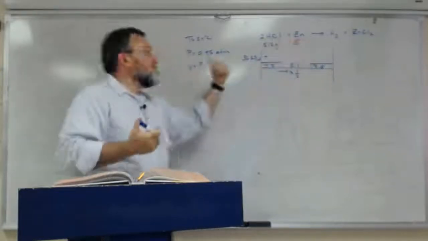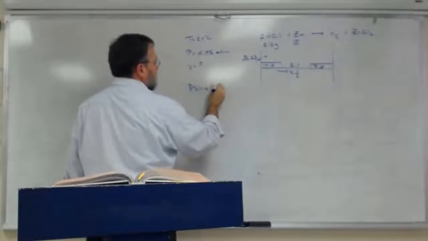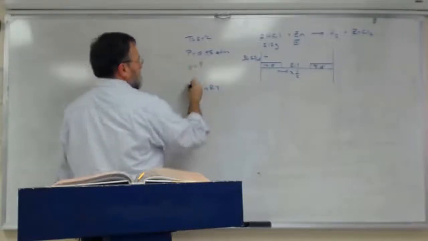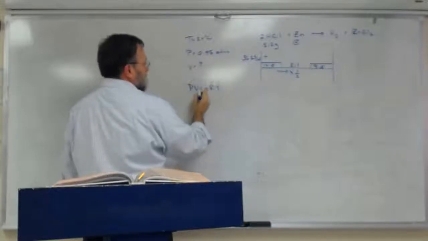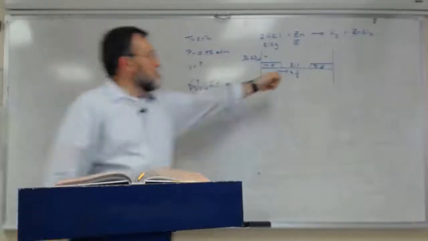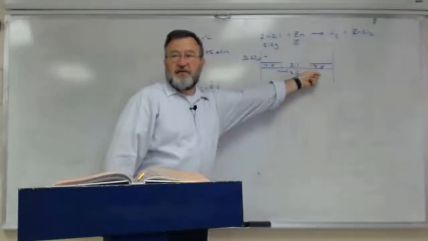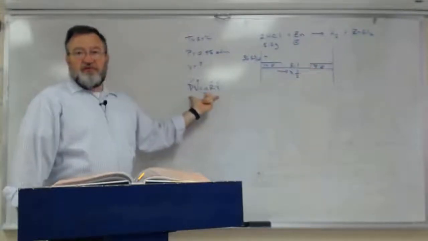Why? Because using the ideal gas law here, PV equals nRT, I've been given pressure, I've been given temperature, I know R, I've been asked for this, and I needed that. That's my N right there. 7.0 is the N for my number of moles to use the ideal gas law.